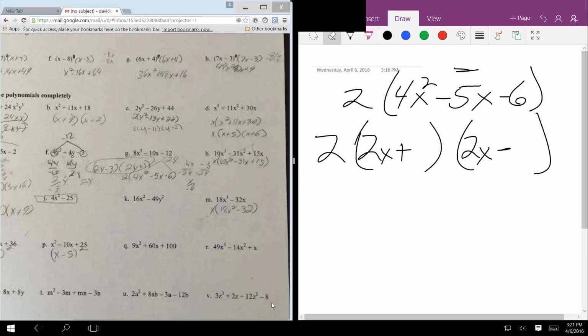In other words, I got to go back and try 4 and 1. 4x and 1x, like that. Now, because these coefficients are different, I also have to differentiate between plus and minus. So I'm going to list both: plus, minus, minus, plus.